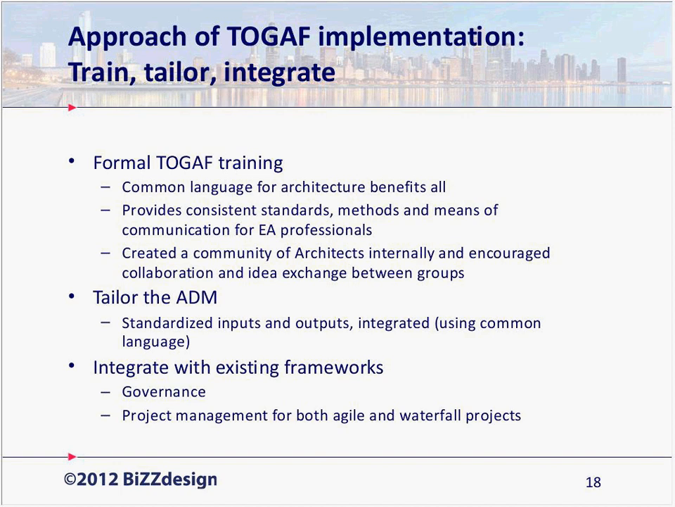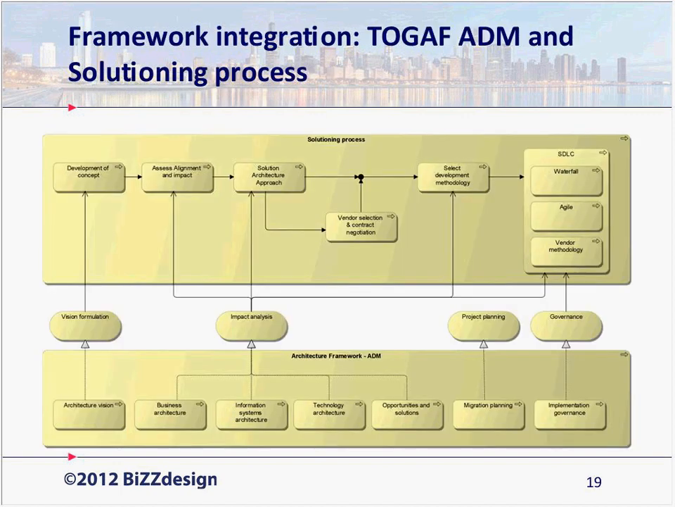So we started with tailoring the ADM to the organization. With the ADM and the steps, inputs and outputs, we discussed which inputs and outputs we can use in this organization, how we use them, and how we integrate the ADM with current processes that are already running. And that's also the third point: integrate with existing frameworks. So, if TOGAF prescribes something about governance, how does it fit in with our current governance? An example of this in the next slide.